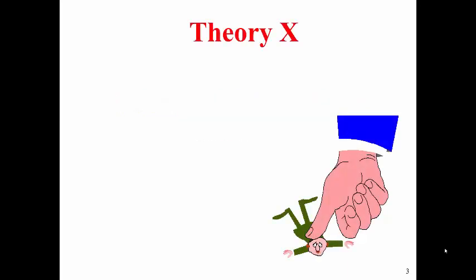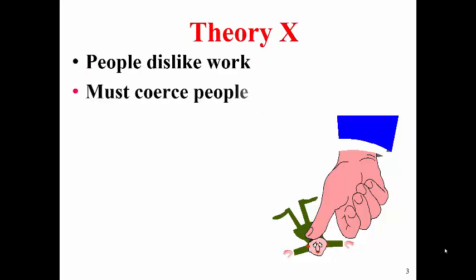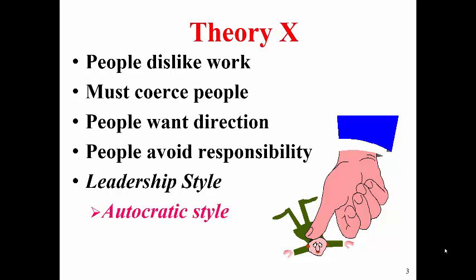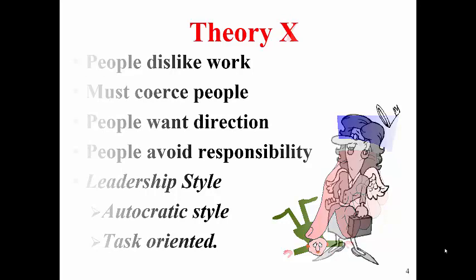So let's start with Theory X. A Theory X manager has these assumptions about employees: that people dislike work, that you have to coerce them to get them to put forth effort. If you don't work, you'll get fired or docked in your pay or something. And people want direction, they want to be told what to do. They avoid responsibility, they don't come and volunteer to do extra work. And the leadership style that you'll use, if these are your assumptions about people, is an autocratic style or task-oriented. Now, there are probably people who meet these assumptions, and if you use this leadership style with them, that probably works.